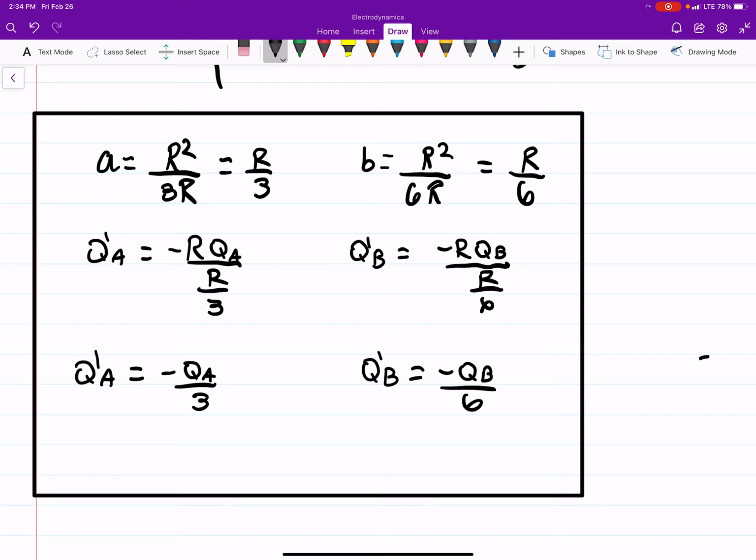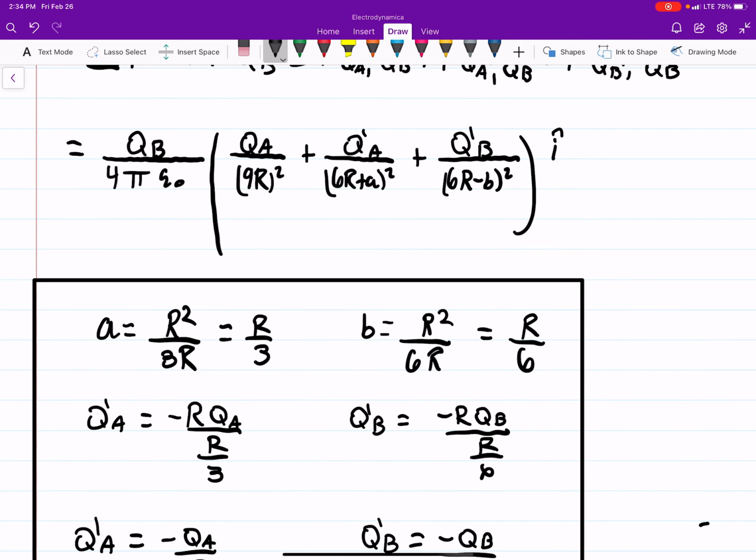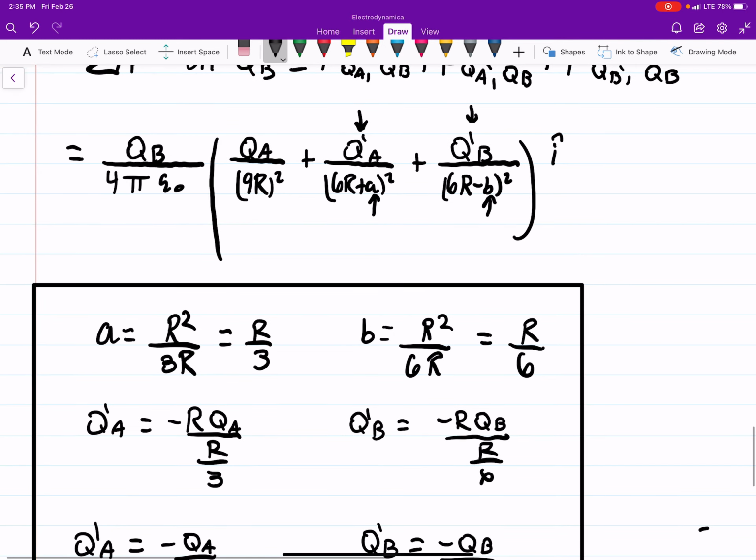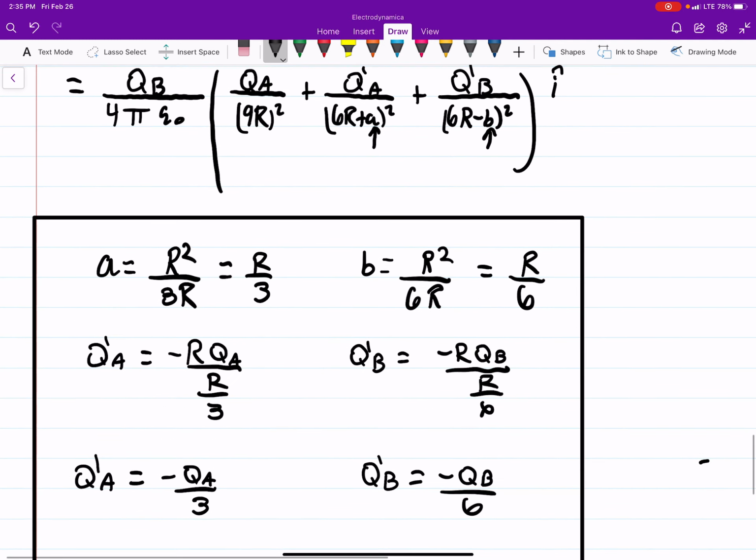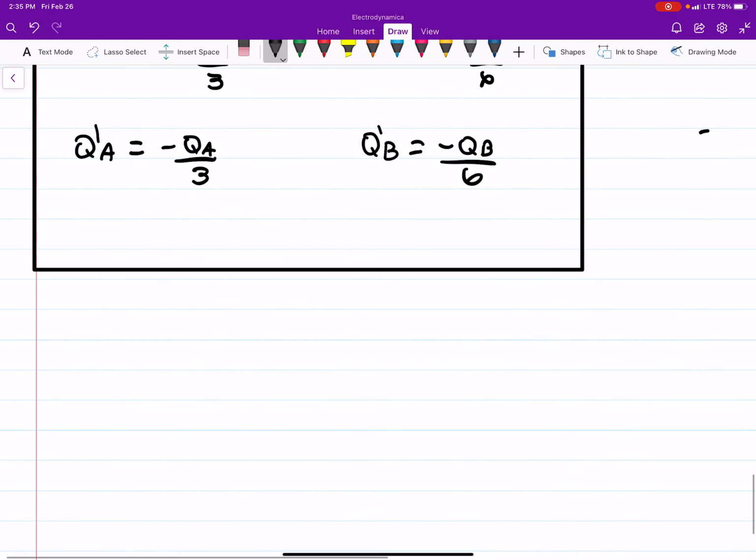Okay, so that's all of that. So hopefully that makes sense. We're just basically applying what we knew into this. And now we can plug in our expression for A and B, R over 3 and R over 6. And we know what Q prime A is and Q prime B is in terms of QA and QB. So I'm just going to plug it all in.